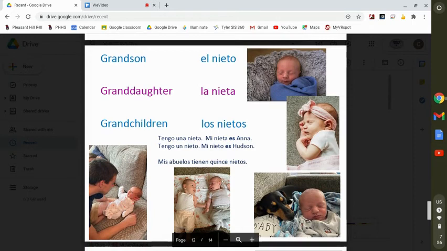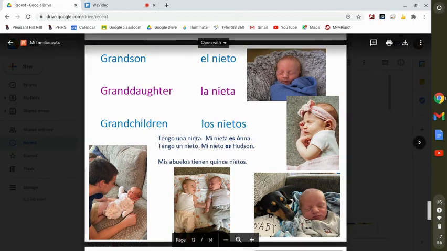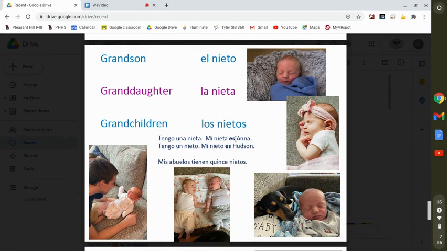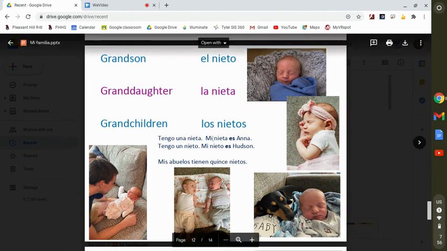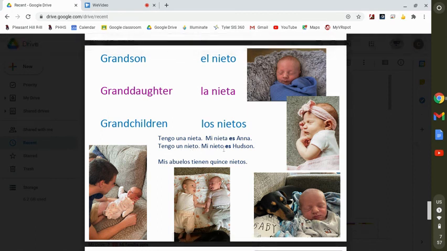Okay, so a grandson is el nieto. To make it a granddaughter, la nieta. And put them all together, los nietos. So I have my sentences. Tengo una nieta. Mi nieta es Ana. I have a granddaughter. My granddaughter is Ana. Tengo un nieto. Mi nieto es Hudson. I have a grandson. My grandson is Hudson.